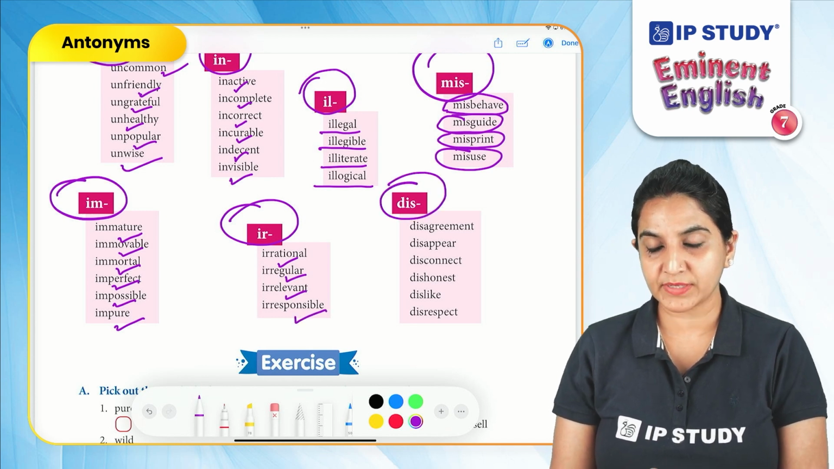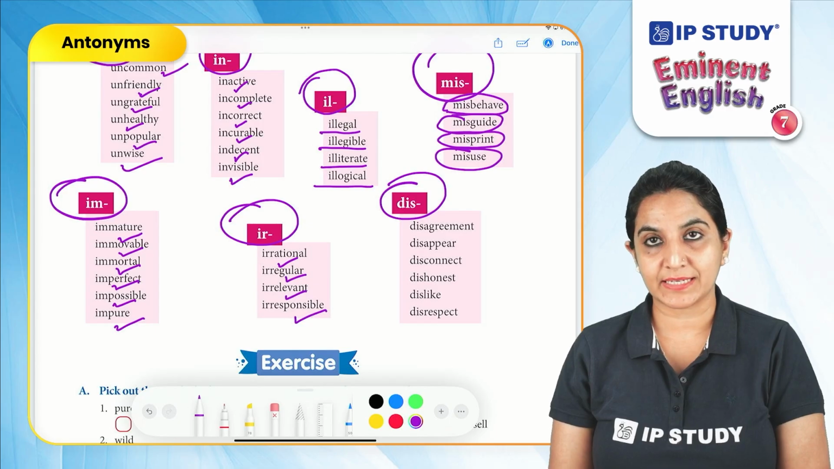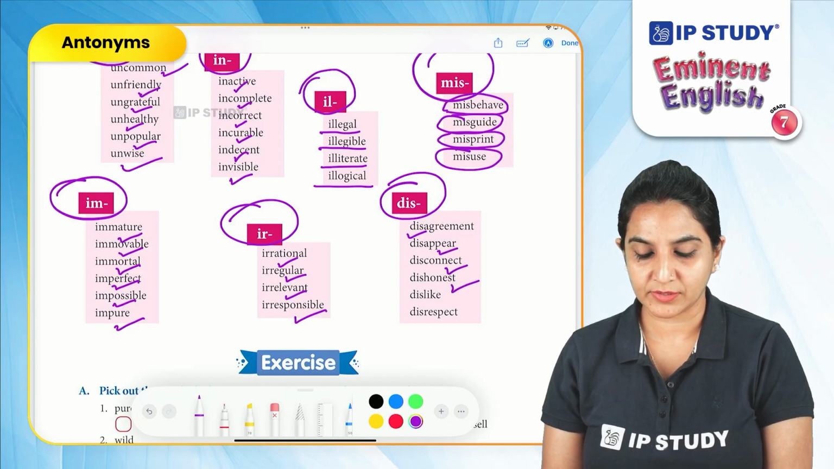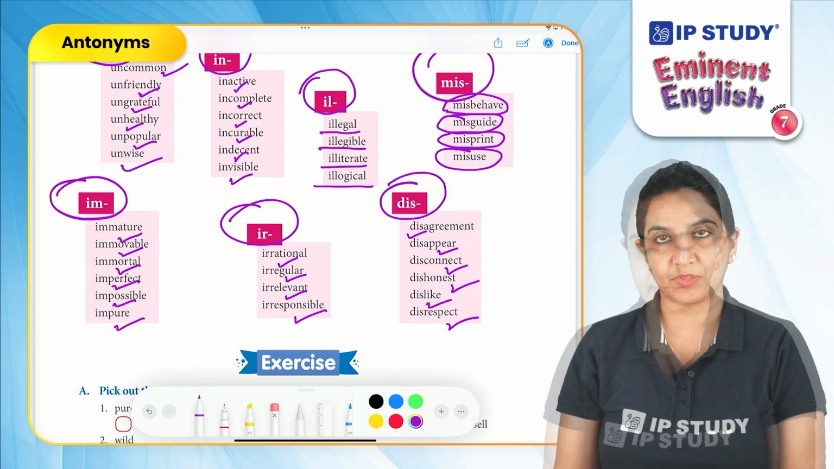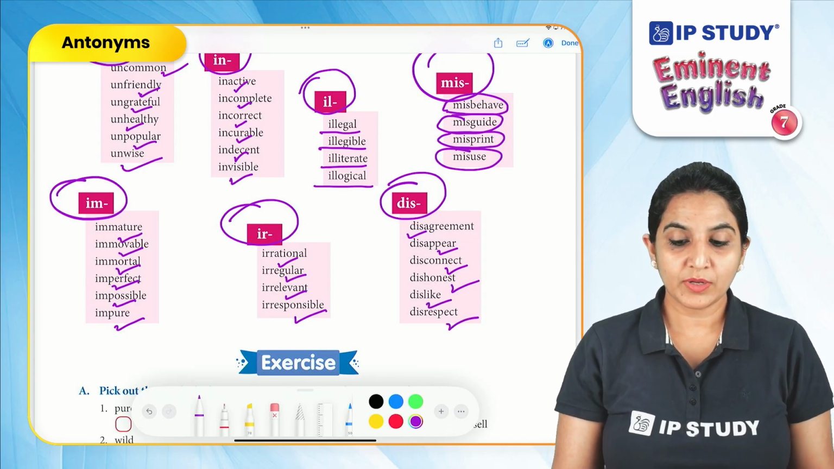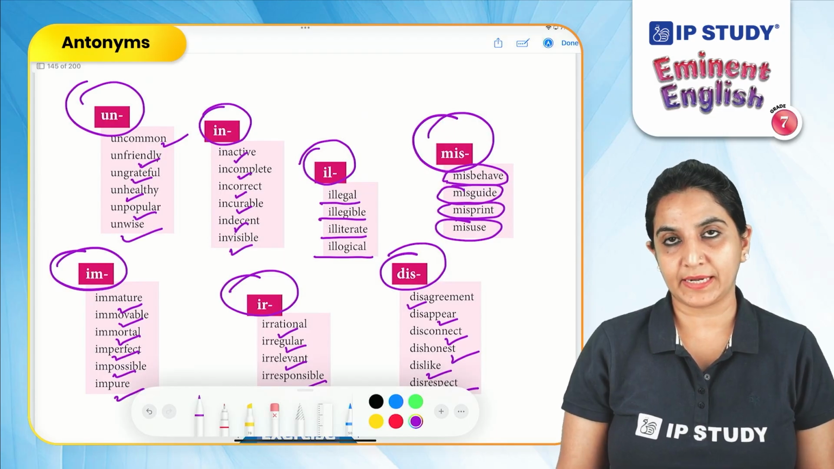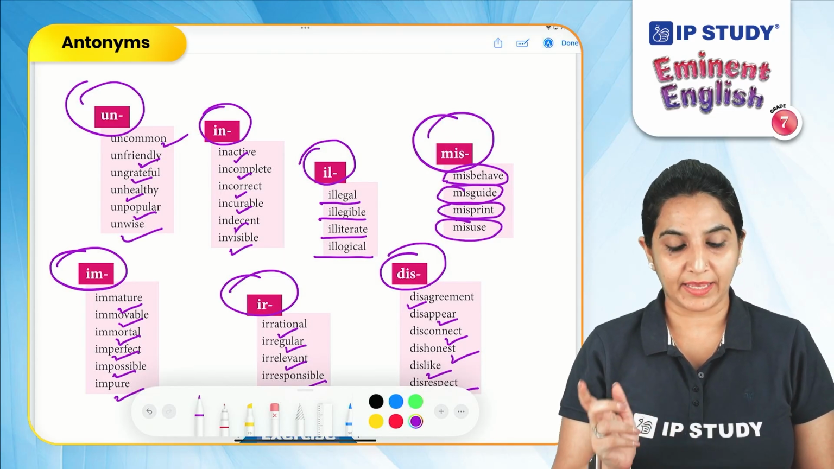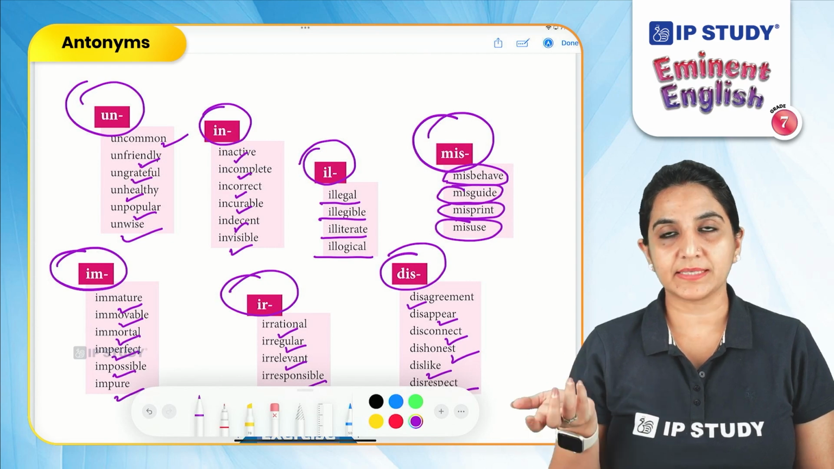Similarly, the dis prefix can be used and we get antonyms such as agreement, disagreement. Appear, disappear. Connect, disconnect. Honest, dishonest. Like, dislike. Respect, disrespect. So, these were the words which can be created by adding prefixes such as un, in, ill, ir, im, mis and dis.